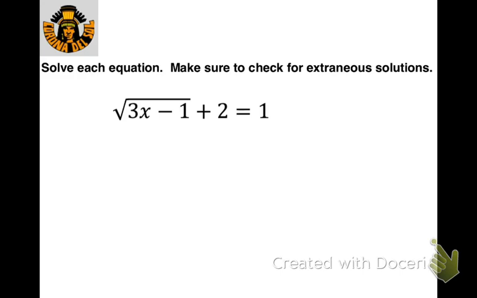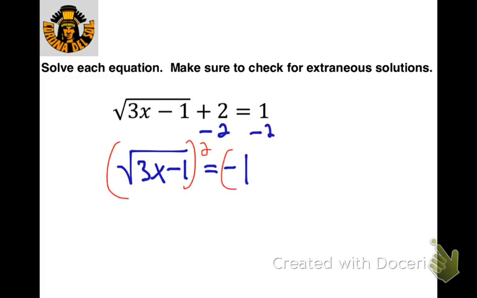All right, this one we're going to isolate the radical first. So we're going to subtract 2. That's going to give us radical 3x minus 1 equals negative 1. Then we're going to square both sides. So that gives us 3x minus 1. We got rid of the radical. Negative 1 squared is negative 1 times negative 1, which is a positive 1.